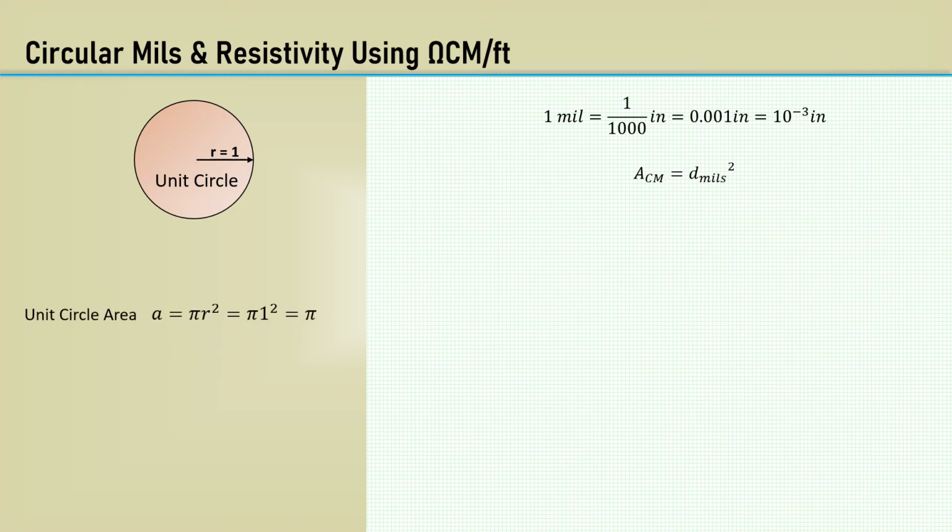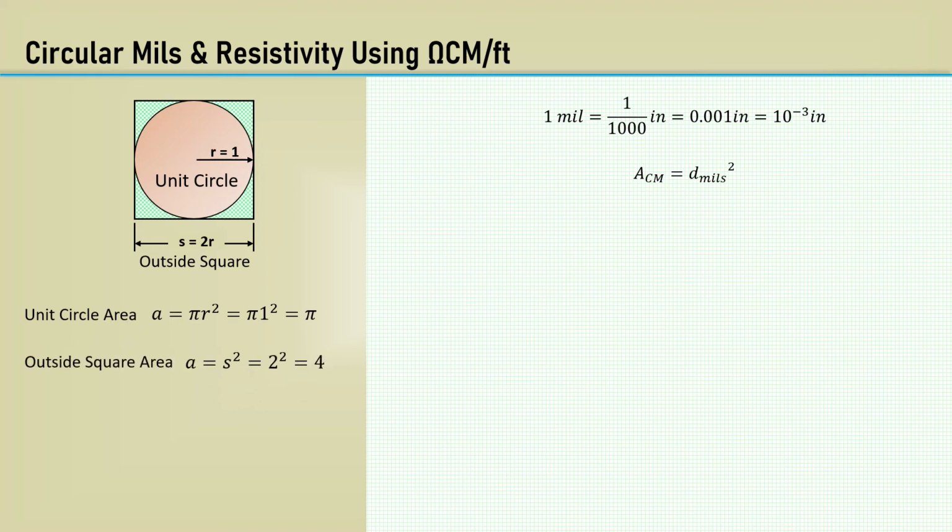simply pi. Now consider a square outside the unit circle. One side is 2 times the radius of 1, which is 2. The area of the square is one side squared, so this outside square area is 4. The true area is equal to the diameter squared, or circular mils. The ratio of the outside square to the unit circle is 4 over pi.